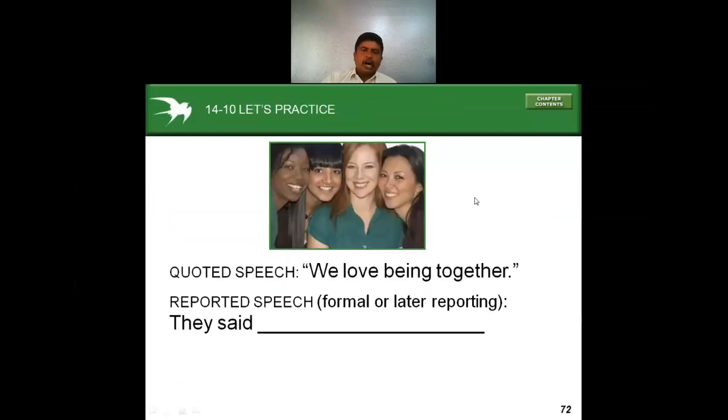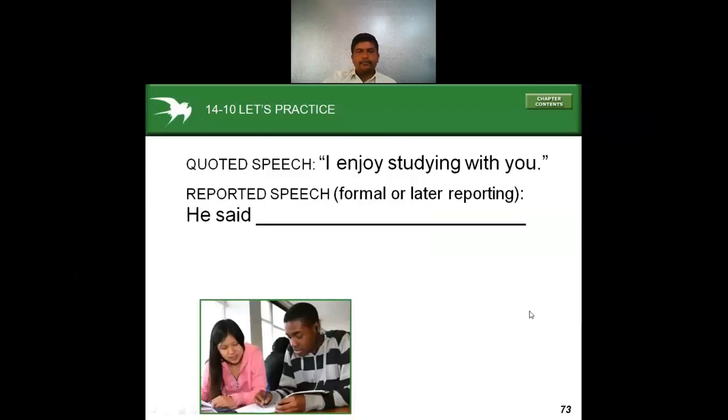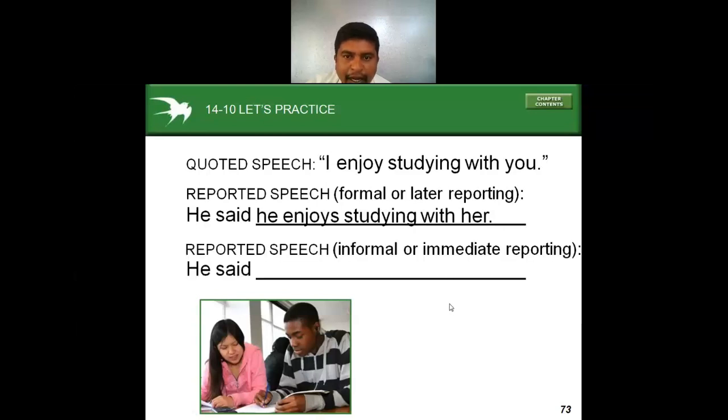Quoted speech: "We love being together." Reported speech, formal or later reporting: They said they loved being together. Reported speech, informal or immediate reporting: They said they love being together. Again, quoted speech: "I enjoy studying with you." When you change it into indirect speech: he said he enjoys studying with her.